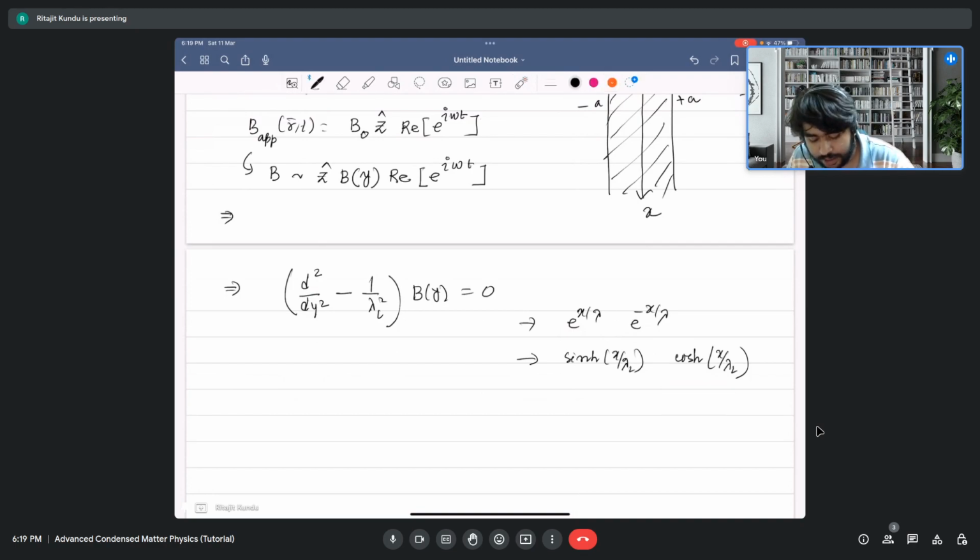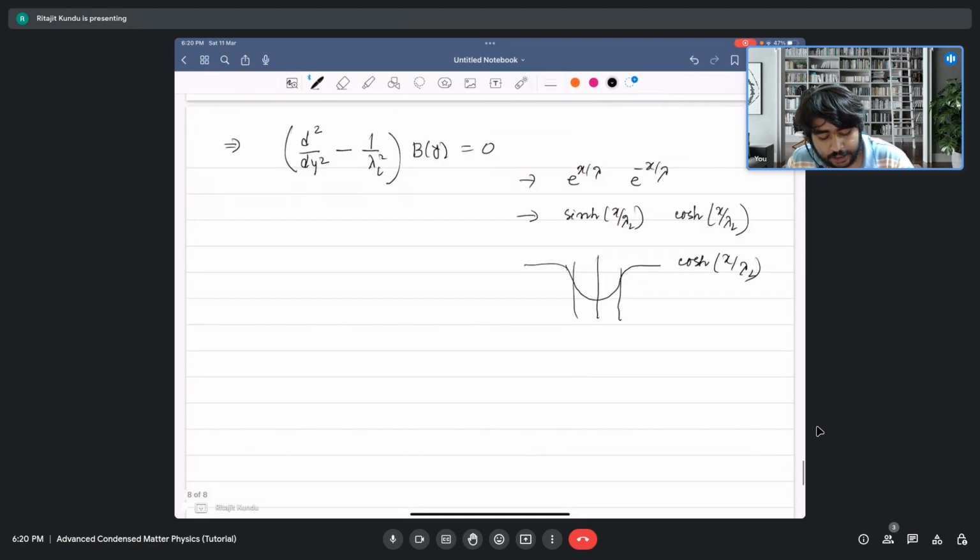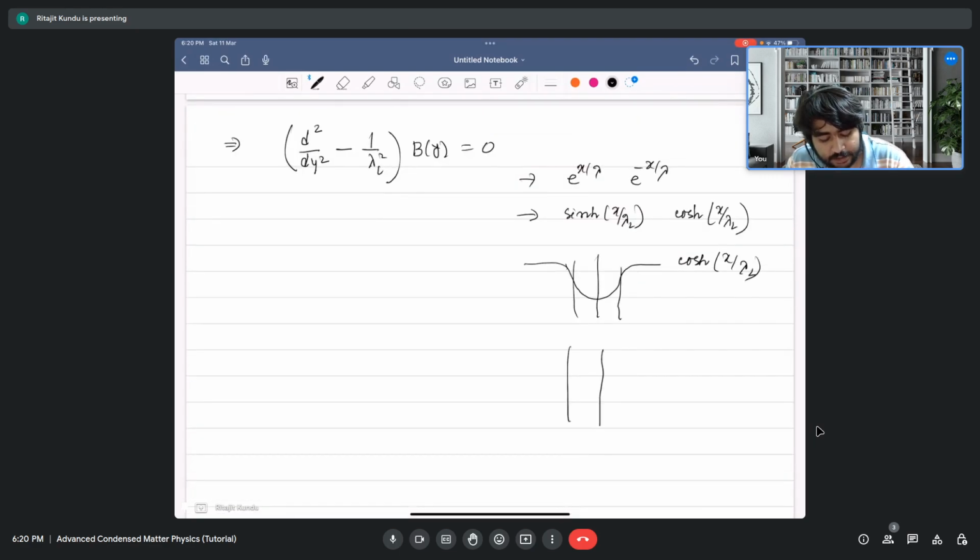The cosine hyperbolic solution tells me that inside the bulk I will have something like this, and as it goes outside it will just match the external magnetic field, which is constant throughout. That is what cosine hyperbolic tells me. On the other hand, the sine hyperbolic tells me that when we go across this superconductor, it will actually change sign. That is not a very good thing.